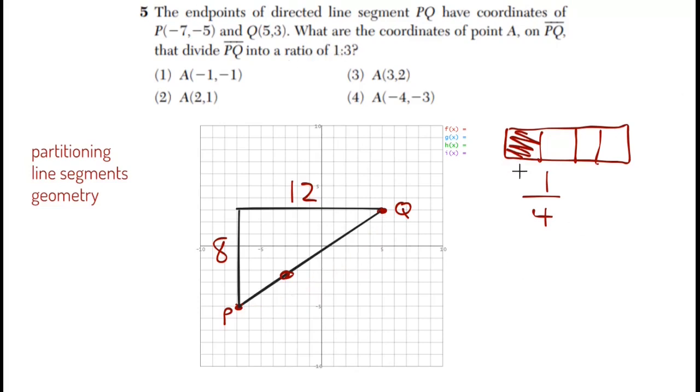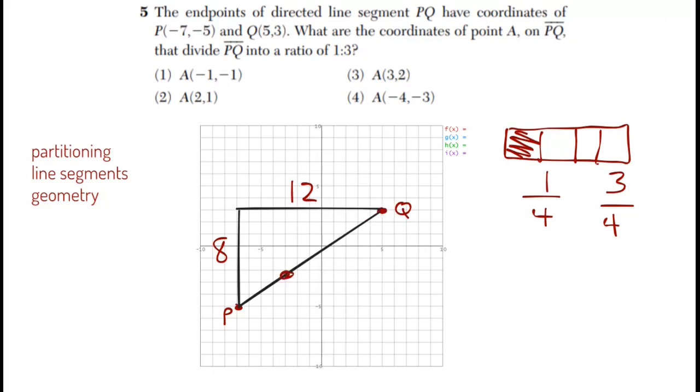And how we can do that in a shorter way, so you don't have to draw a rectangle every time, is you can just add these two numbers together. 1 plus 3 is 4. That's our denominator. And then in this case, 1 is going to be our numerator, because we're starting from P. If we started from Q, we would take the 3, and wherever we put A would be 3/4. It would still give us the same point, but we would start from Q instead.